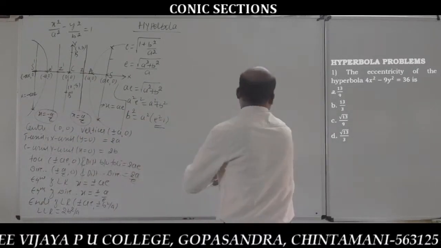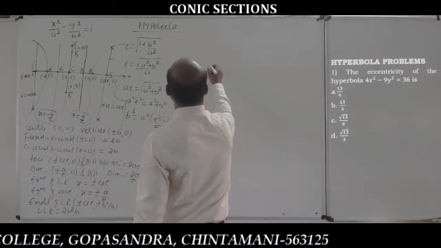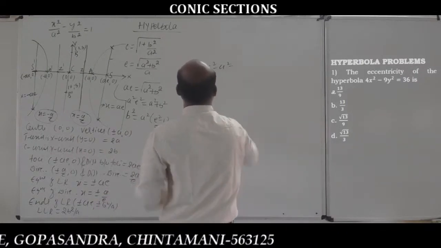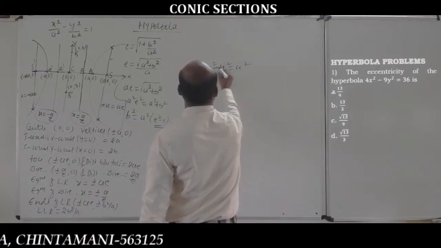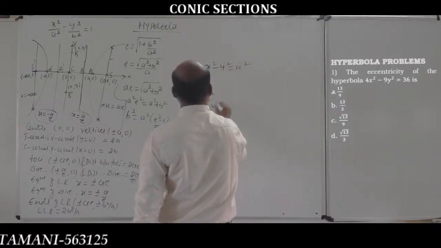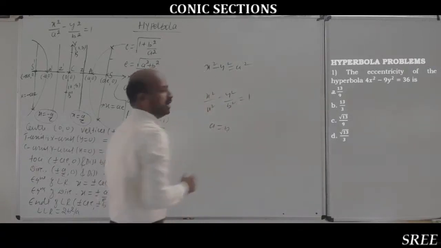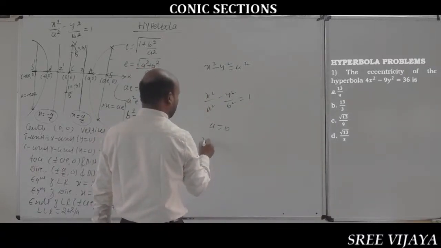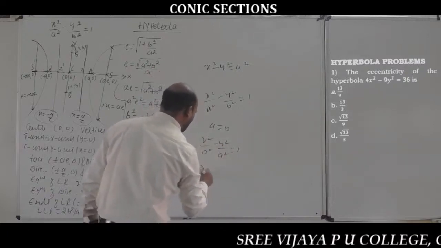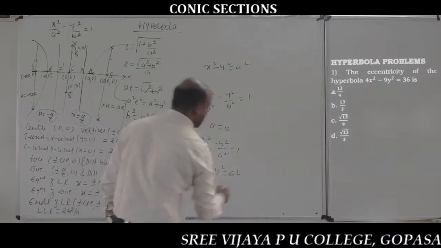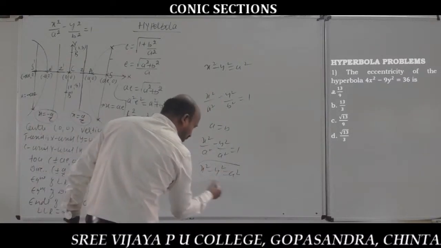Now, in hyperbola we have the rectangular hyperbola. What is that? The equation of the rectangular hyperbola is x square minus y square is equal to a square. In standard form, x square by a square minus y square by b square is equal to 1. Suppose a equals b. Then you will get x square by a square minus y square by a square is equal to 1, so x square minus y square is equal to a square. This is what we call the rectangular hyperbola.